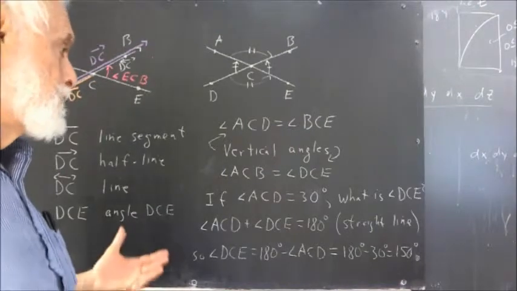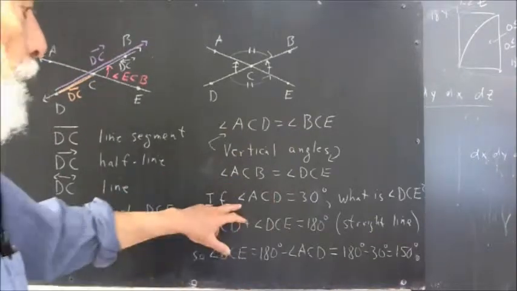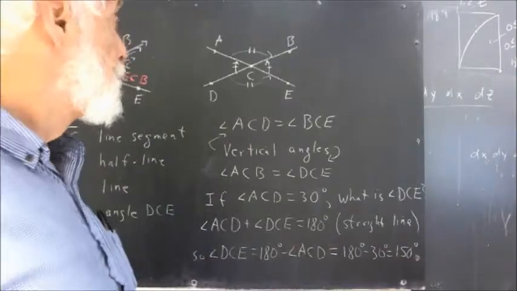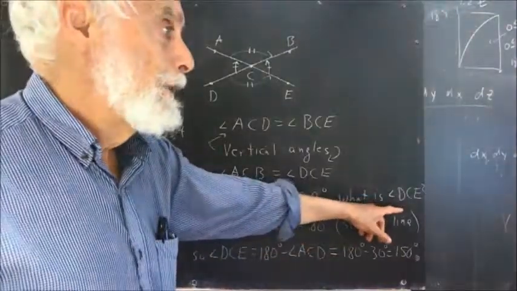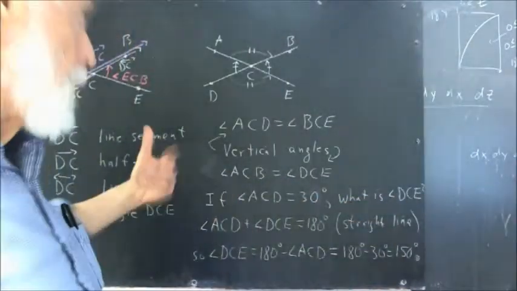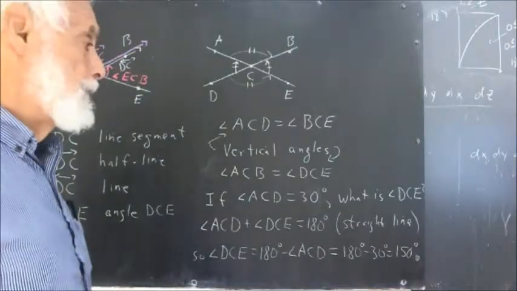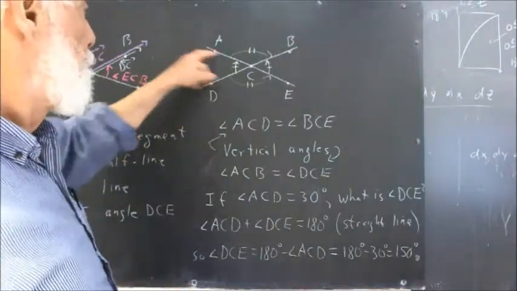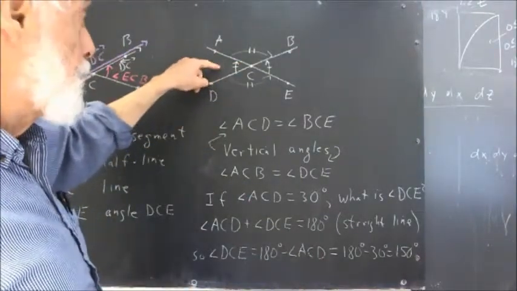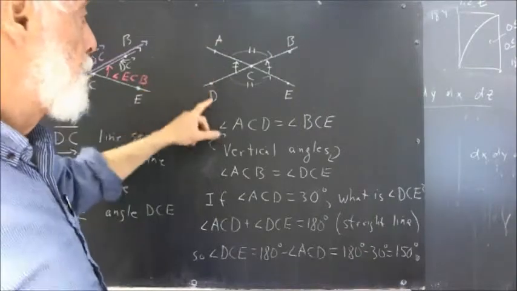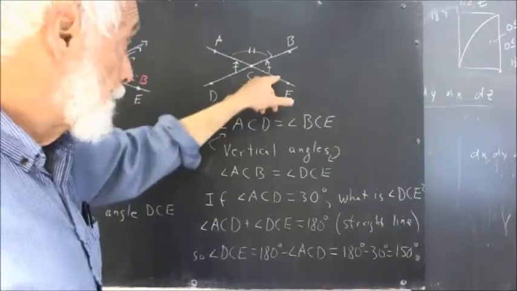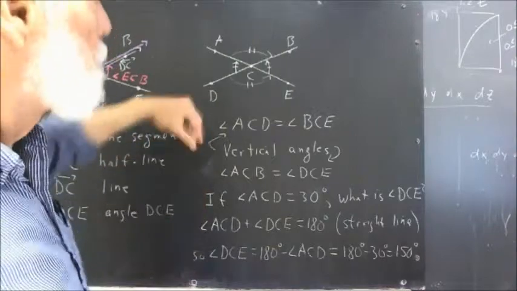Okay, so next question, if angle ACD is 30 degrees, then what's angle DCE? If you weren't in class, you want to think that through. But angle ACD is this angle. If that's 30 degrees, we're asking what's angle DCE, this angle here. Well, people were pretty good about that.